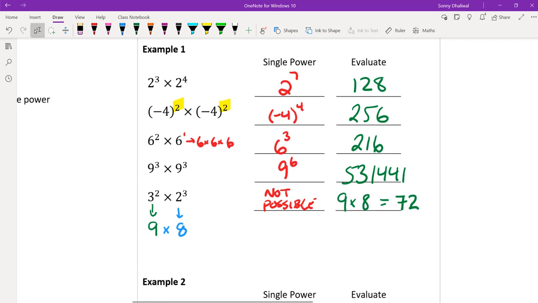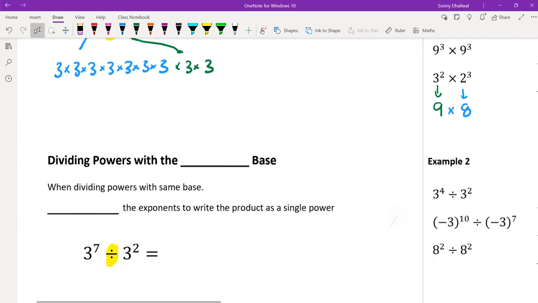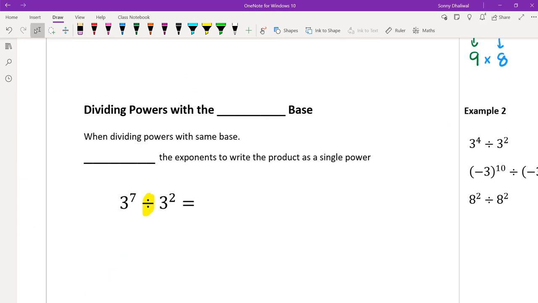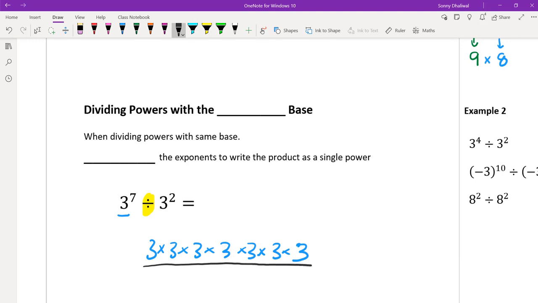Okay, second part of this lesson is, hey, what do we do if we are dividing? Last time we were multiplying, now we're dividing. So let's write out what this means. The top one means we have 7s being multiplied together. 1, 2, 3, 4, 5, 6, 7. And remember that a division symbol is the same thing as saying fractions. Then the bottom, 3 squared would be 3 times 3.